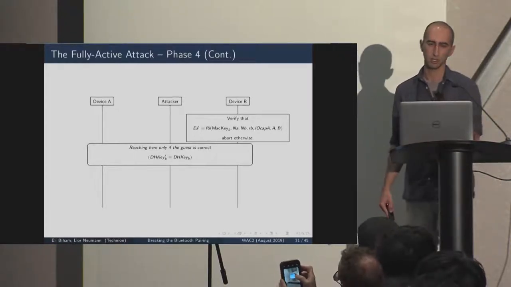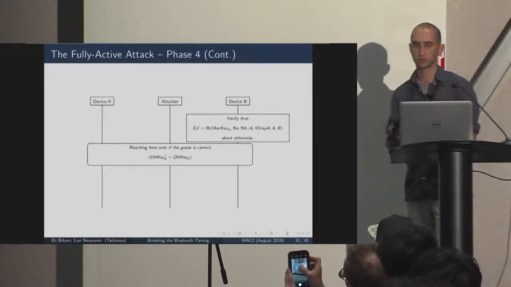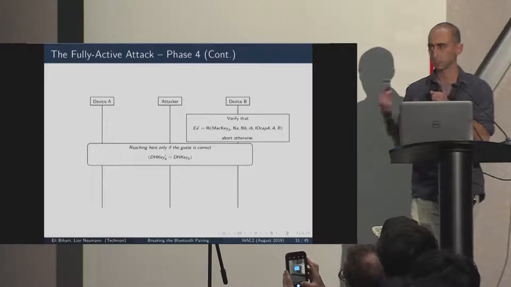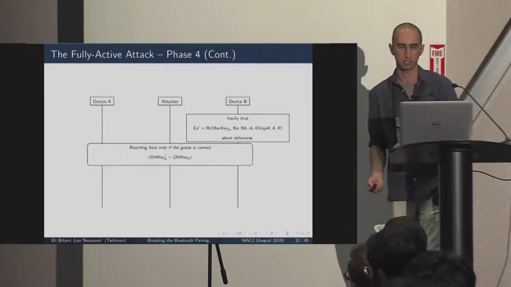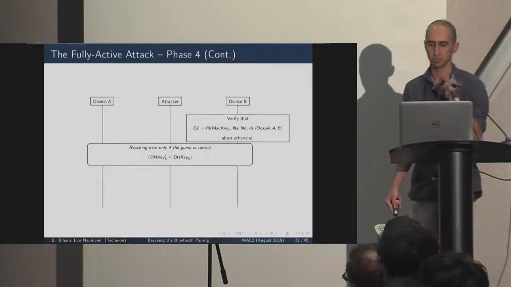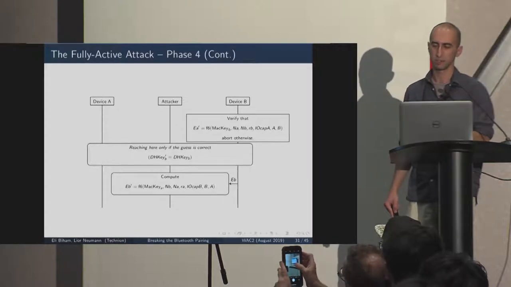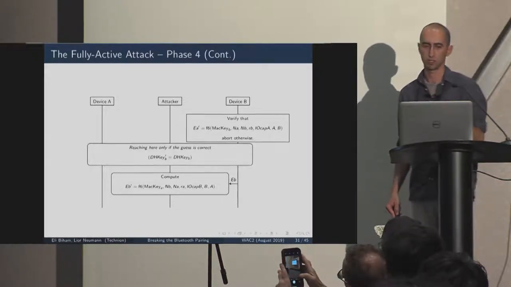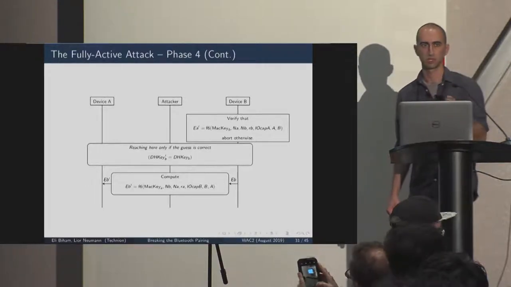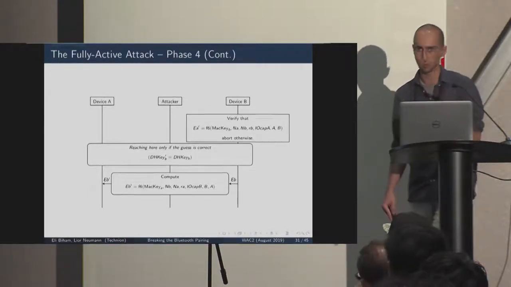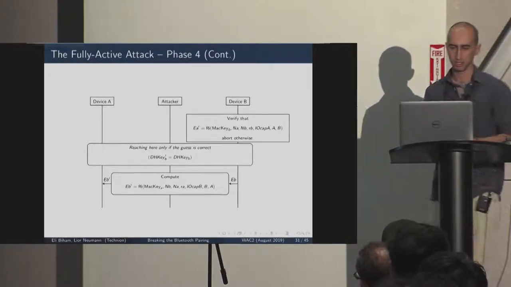If the verification succeeded, the attacker knows what the Diffie-Hellman key chosen by device B is, because he got the correct guess. So he knows that DHKB prime just equals DHKB. Then device B will compute and send his confirmation value EB, and the attacker will compute and transmit the correct confirmation value EB prime, which he already knows because he knows the DHKA.